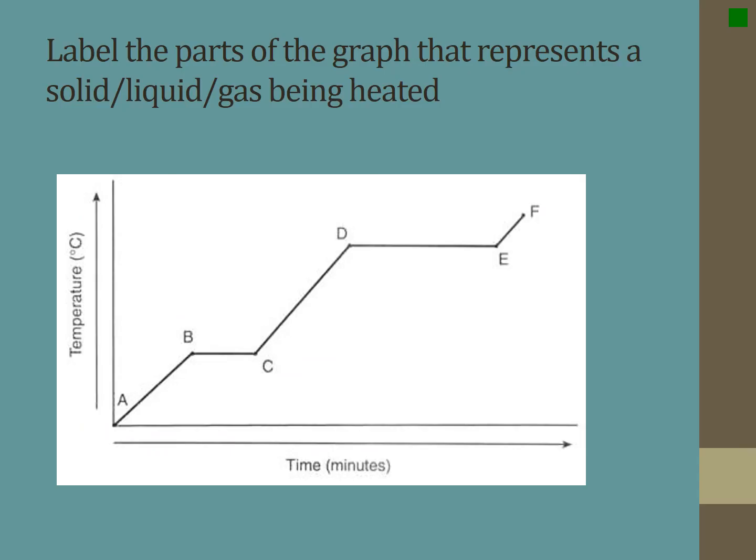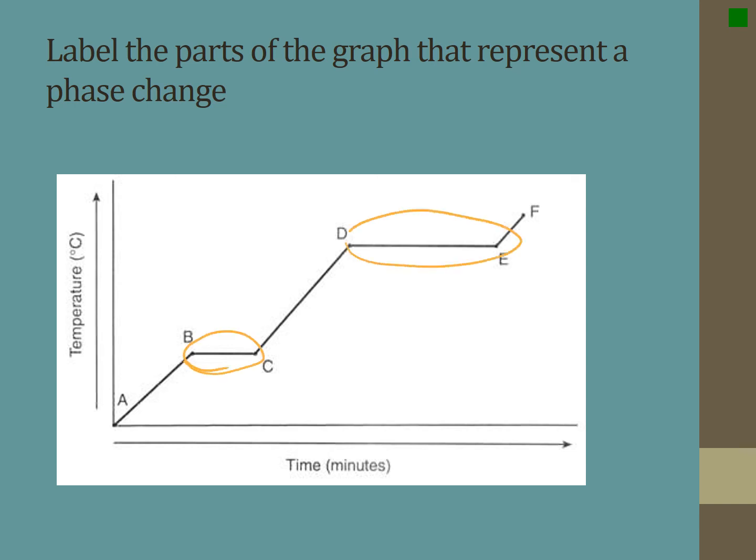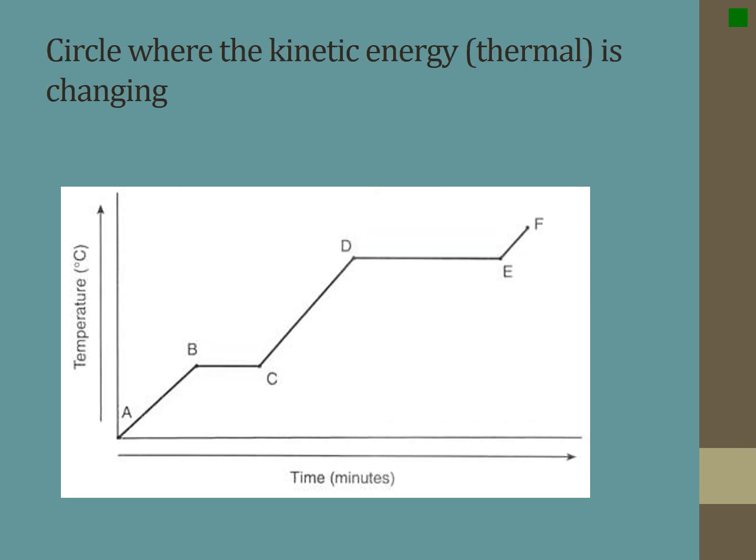All right, so let's label really fast the parts of the graph with solid, liquid, and gas for being heated. So we have this one, it's the lowest, A to B would be your solid, this would be your liquid, and this would be your gas. Let's change the parts of the graph that represent a phase change. Remember, phase change has to have two separate phases there, which would be your flat line. So this would be a phase change, this would be a phase change. In particular, this would be going from a solid to a liquid, and the one at the higher temperature would be your boiling, which would be liquid to a gas.